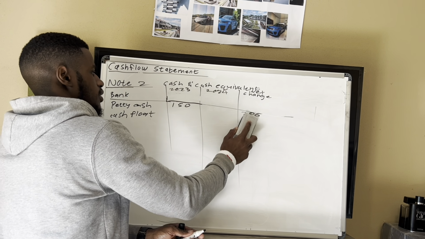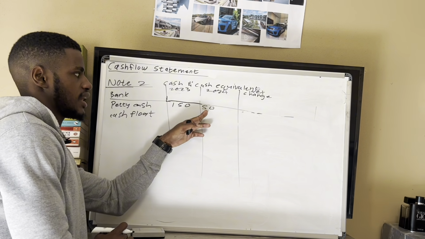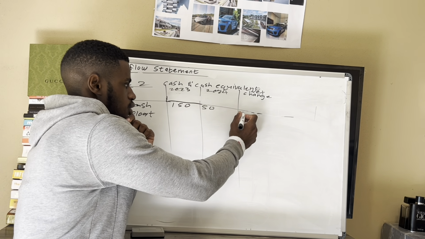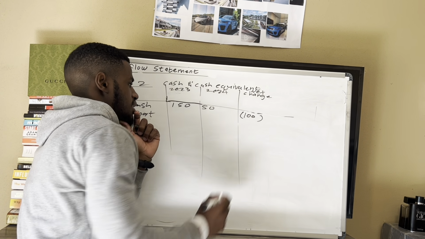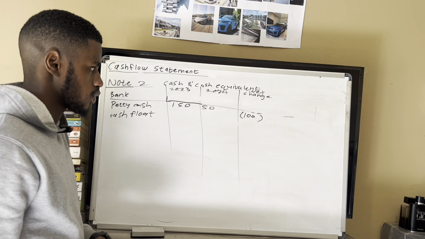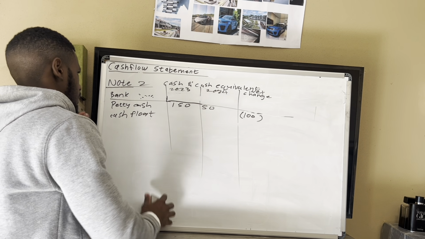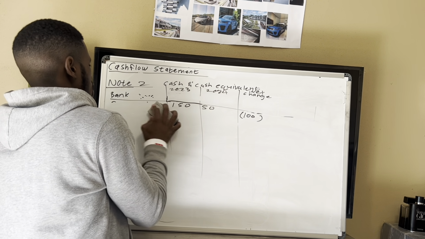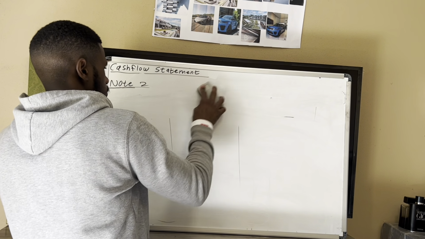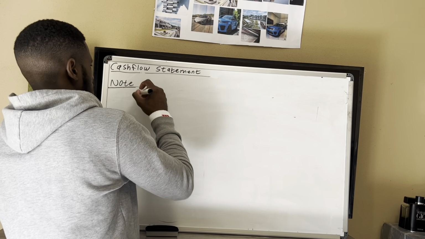Or this thing can be 150, no, 50. We had 150 at the beginning of the year. At the end, we have 50. It means that we took out money from our petty cash. So that is an outflow of 100 rand. So yes, the same thing goes for petty cash and cash flows. Okay, but you need to be careful when it comes to your bank. We'll see how we do this when we do the actual cash flow statement. That is our note number 2.